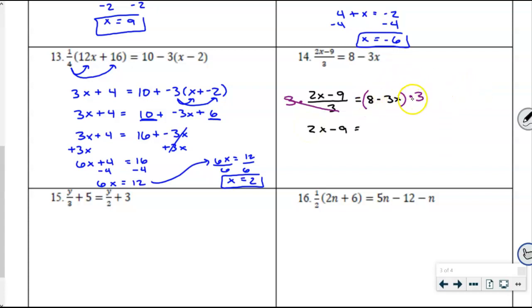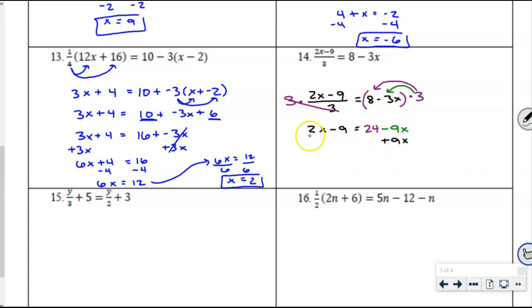can simplify this. We can keep it in groups if we need to, but we also have the power. 3 groups of 8 is 24. And 3 groups of a negative 3x, or subtracting 3x, is going to be subtracting 9x. Now that's nice and easy. Not too bad.